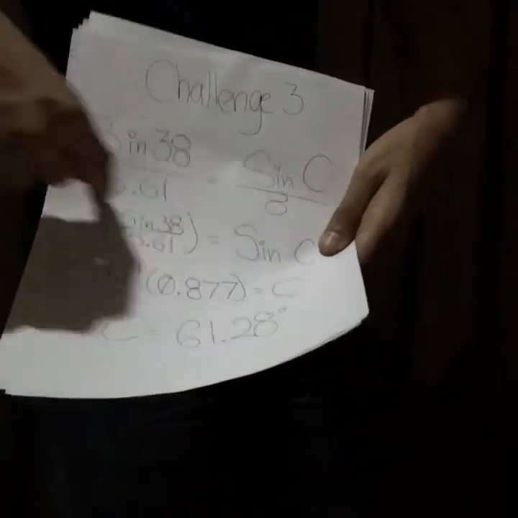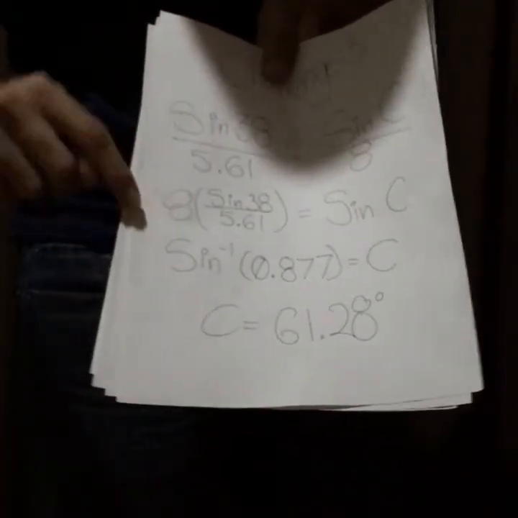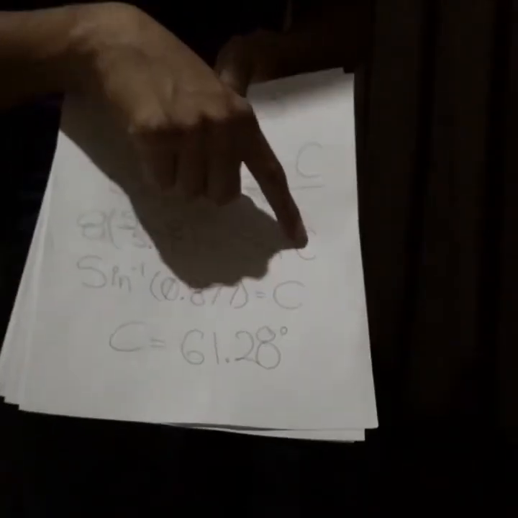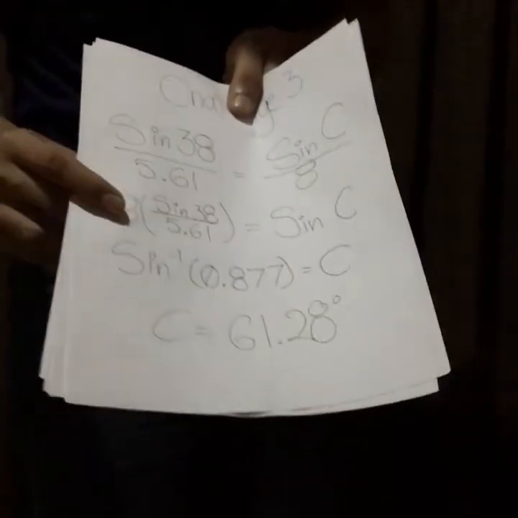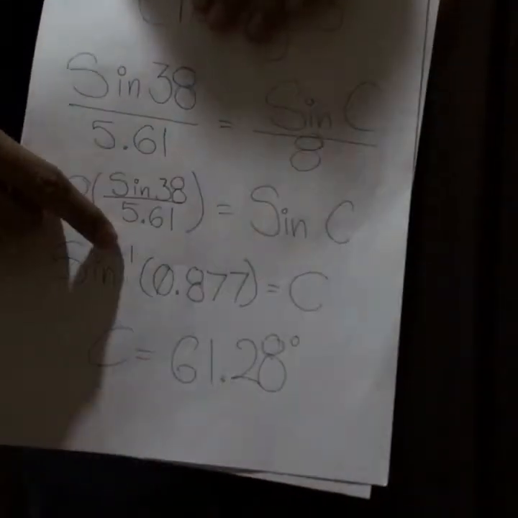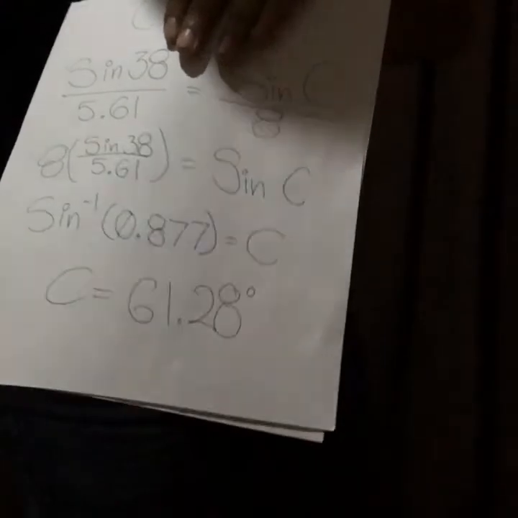So we'll have to clear the operation. We put this 8 on the other side so we can get the value of the sin of C. It would be 8 multiplied by the sin of 38 over 5.61, which is equal to the sin of C. Now we have to get rid of this sin, so we cross it to the other side. This operation gives us 0.77. So the sin minus 1 of 0.77 is equal to C. This gives us that C is equal to 61.28.